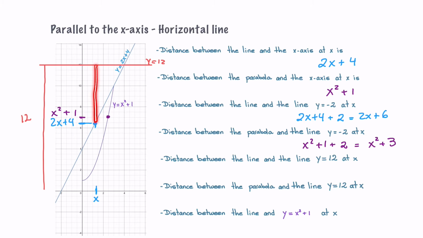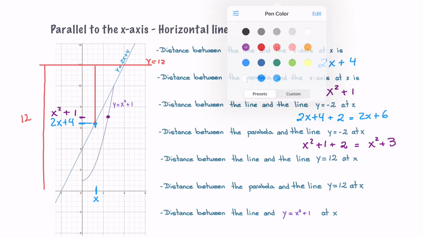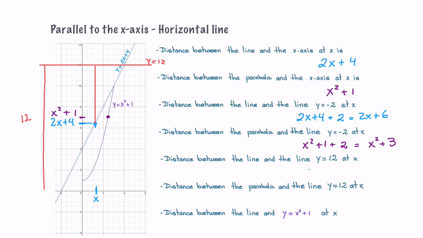So to get this distance, you should take the 12, the distance here, minus the distance here, which is 2x plus 4. So this is going to be 12 minus (2x plus 4), which is 12 minus 4, that's 8, minus 2x. Okay, to do the same now for the parabola.